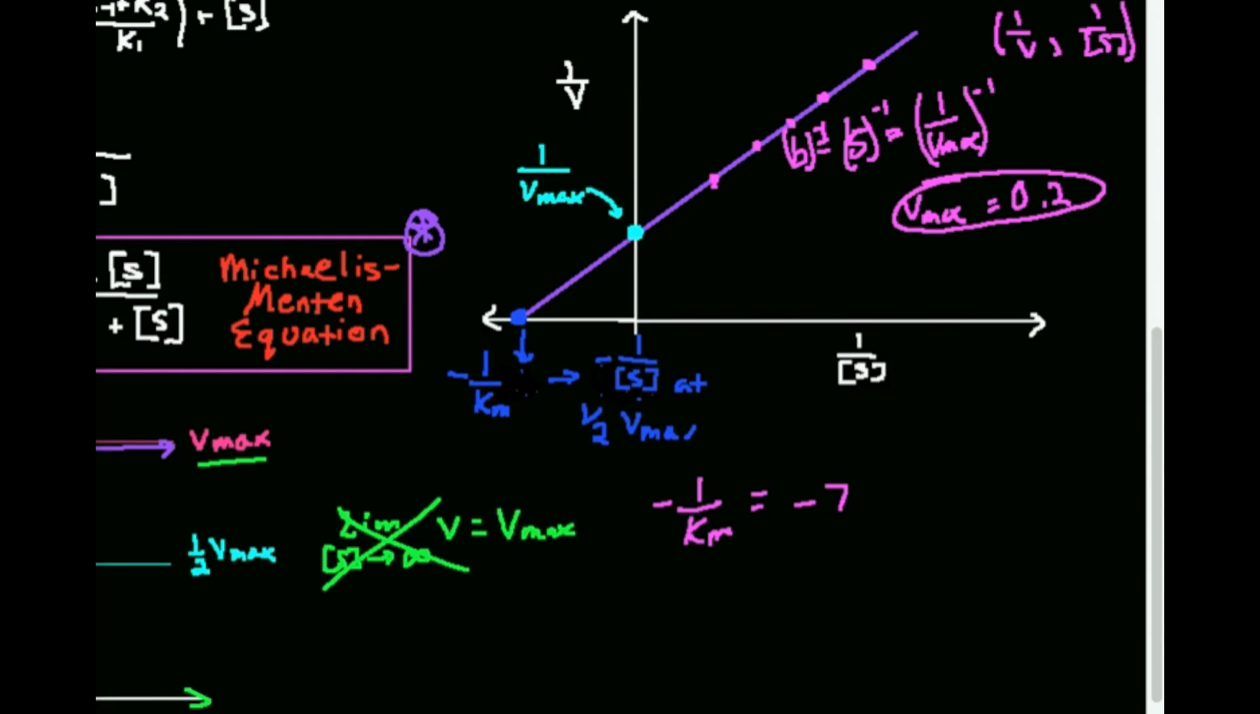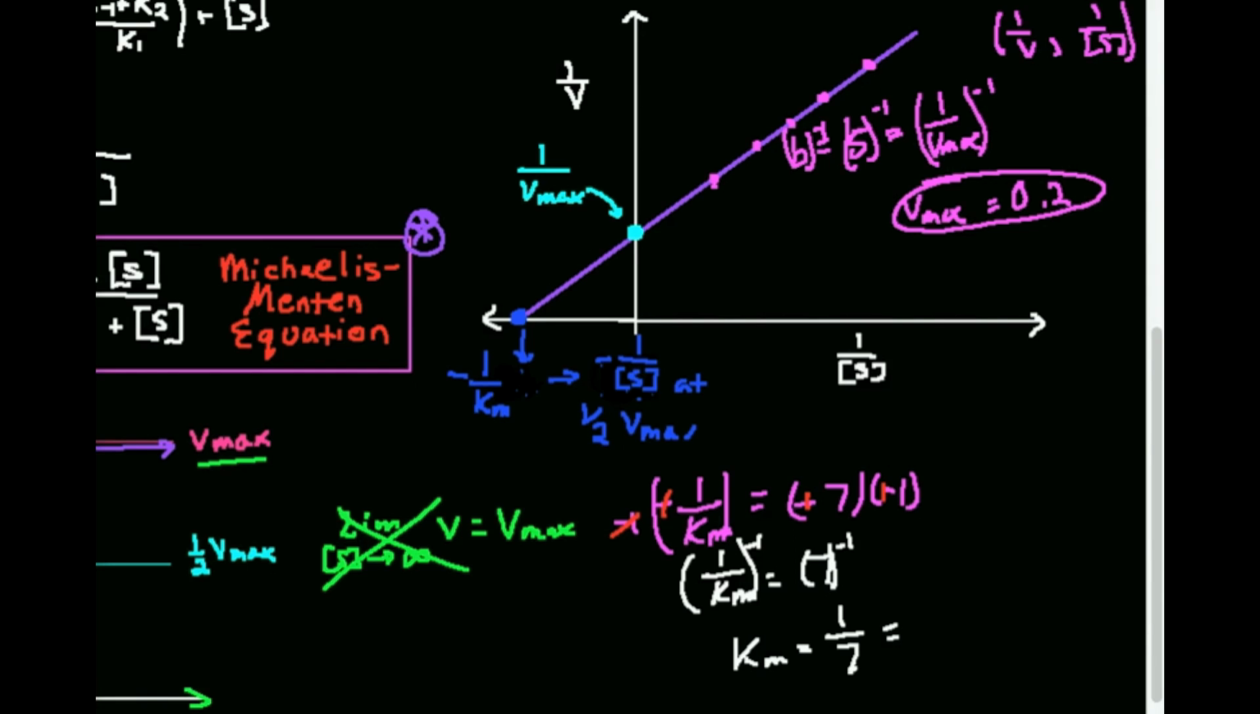Well, how would you figure out what this is? Well, number 1, multiply by negative 1 on both sides. That cancels the minus sign, so that's probably the first step you want to do. Cancel the negative. So now I have 1 over Km is equal to 7. Now I just do the same thing from before. I take the reciprocal, and I get that the Km value is equal to 1 over 7. I think that's approximately 0.143. Okay, and that's how you would figure out the Km.